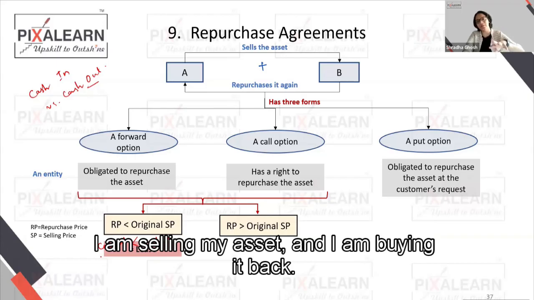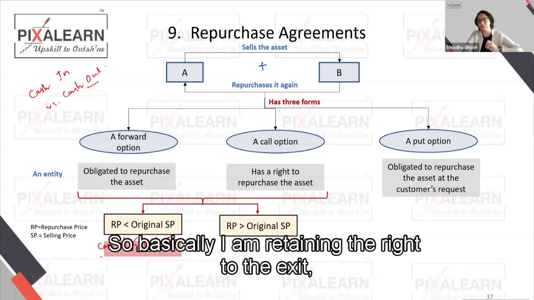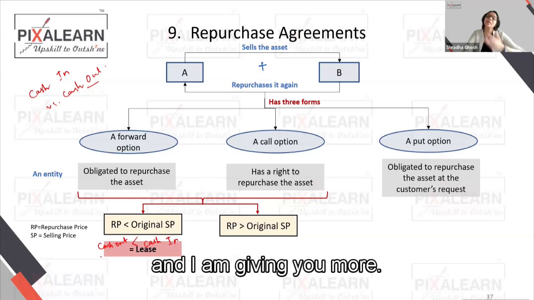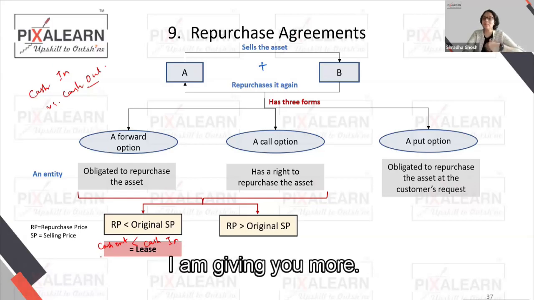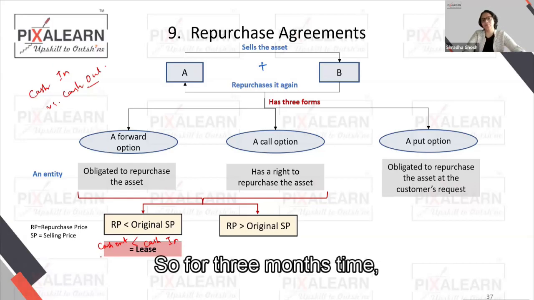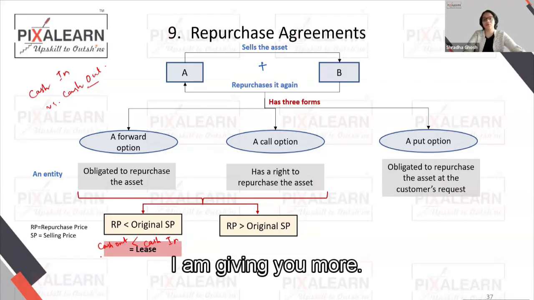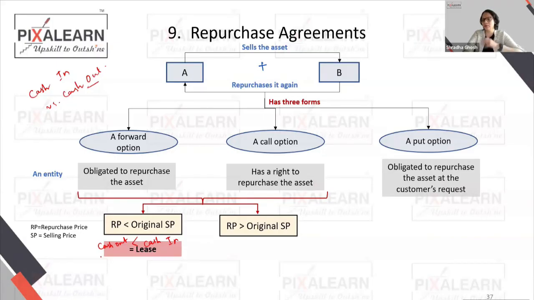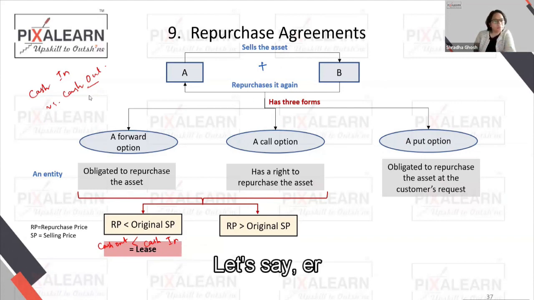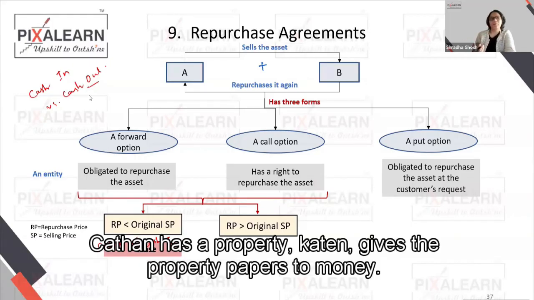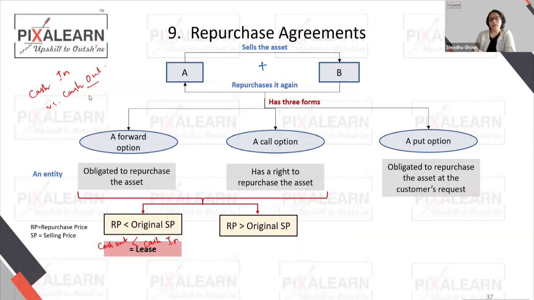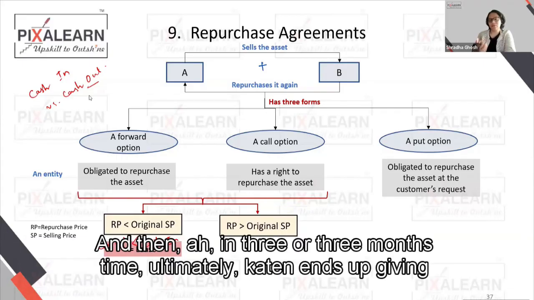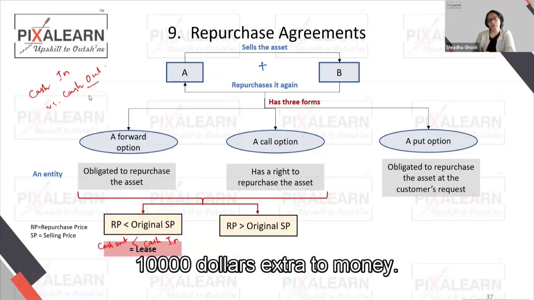I am selling my asset and I'm buying it back. So basically, I am retaining the right to the asset and I am giving you more. For 3 months' time, I am giving you more. Why will I give you more? Can anybody think and tell me what kind of a transaction this can be? Let's say Ketan and Money get into a transaction. Ketan has a property. Ketan gives the property papers to Money. And then in 3 months' time, ultimately Ketan ends up giving $10,000 extra to Money.